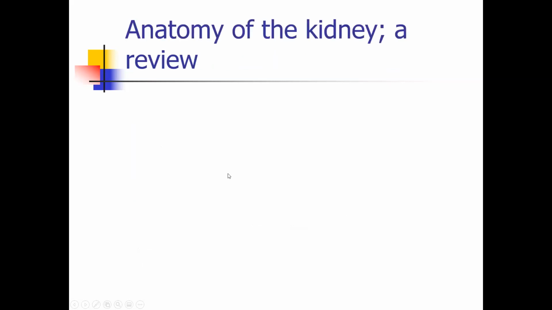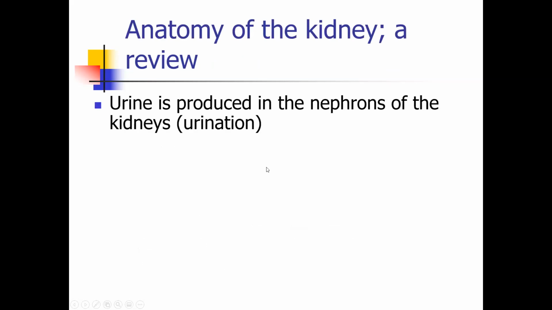Okay, so a little bit of review of the anatomy of the kidney. Urine is produced in the nephrons of the kidneys. The process of that is called urination. What most people say urination is when they go to the bathroom and release urine. Physiologically, we're all urinating right now. You're probably not in the bathroom right now, but urination means the production of urine, not the release of urine. That is called micturition. So you can use different terminology now. Urination is production, and micturition is the release.